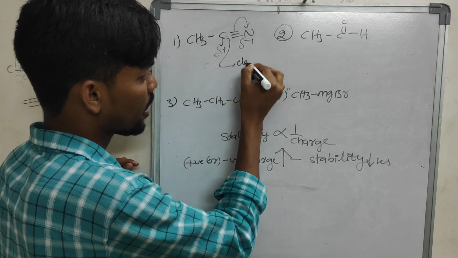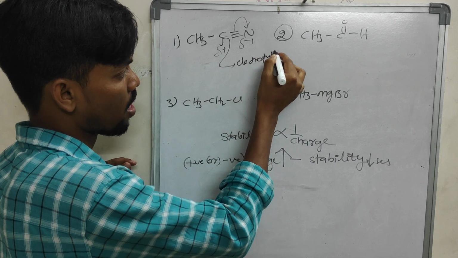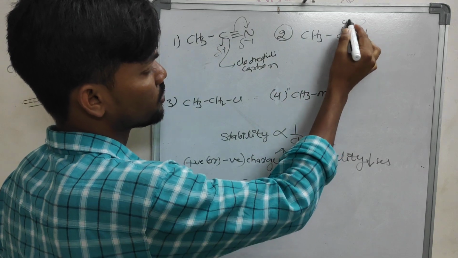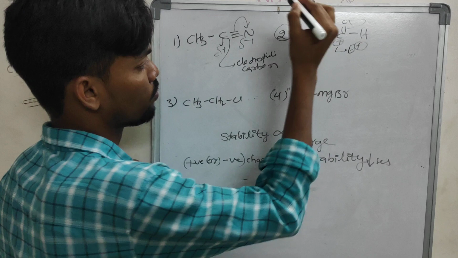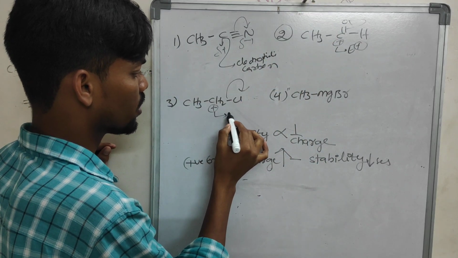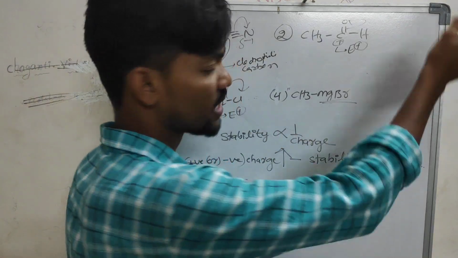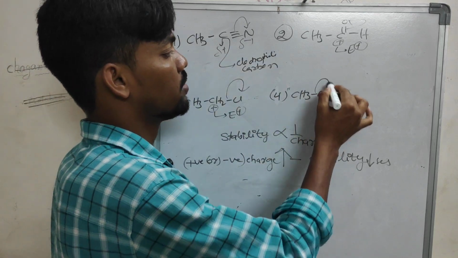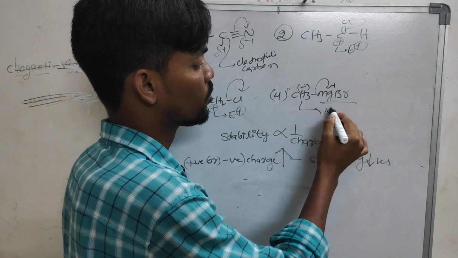Positive charge means electrophile. Electrophilic carbon. Here this will get negative charge and this will get positive, so it is an electrophilic carbon. Here chlorine is attached to this one, so this carbon will get positive. It is an electrophilic carbon. Here MgBr: metal attached with carbon. The metal gets positive charge and the carbon gets minus charge. Minus means nucleophile.